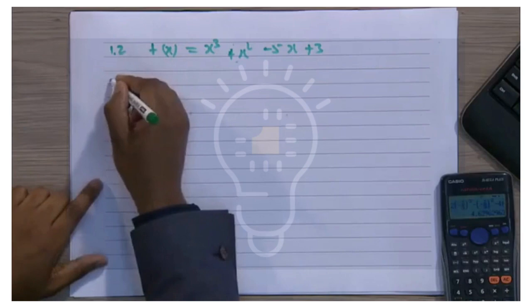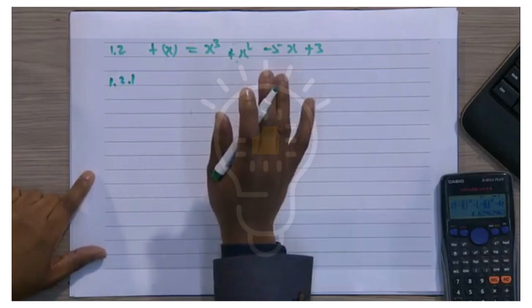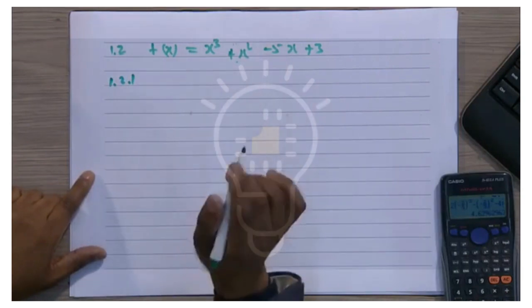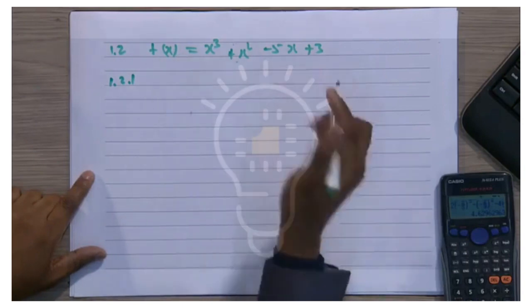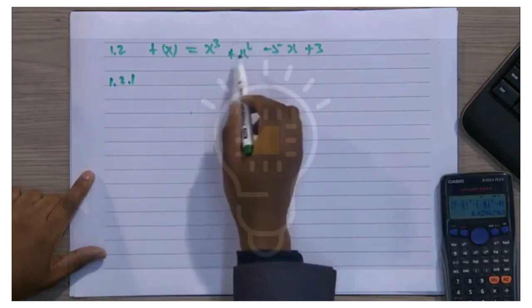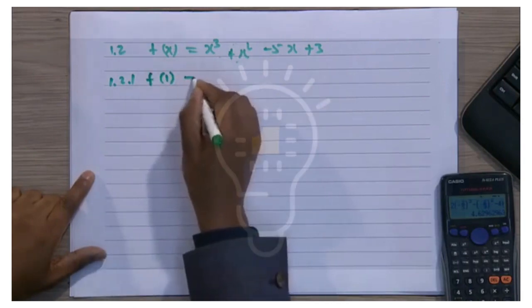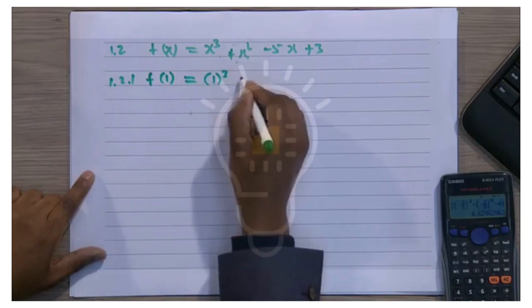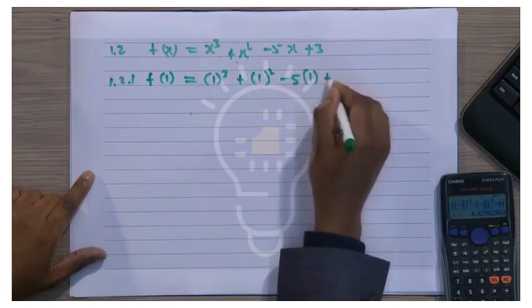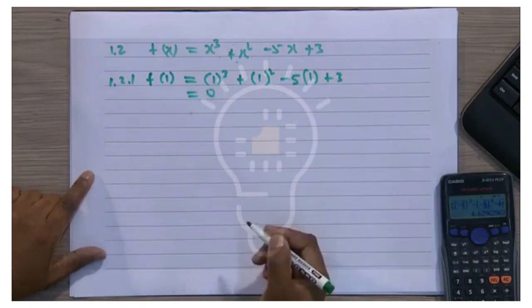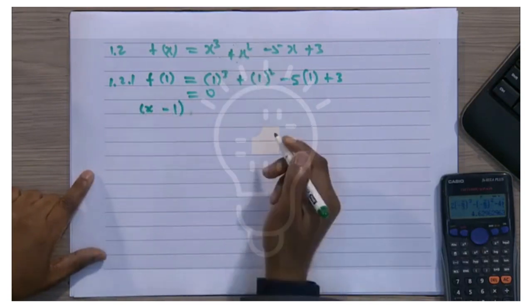So let's do 1.2.1. The first thing that we need there, we need to factorize f of x. If we are factorizing f of x, we need the number that, when we substitute into f, will make f 0. But by quick inspection, you can see that if you substitute 1, this expression will be 0. So if we are doing f at 1, it is easy to show that 1 cubed plus 1 squared minus 5 into 1 plus 3 is 0. That simply means that x minus 1 is a factor of f of x.